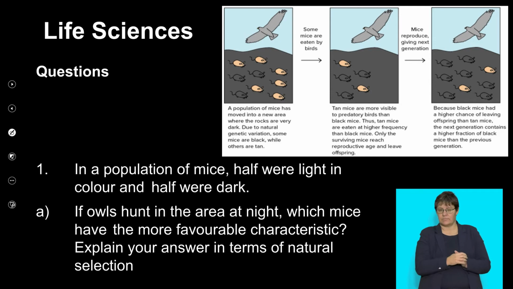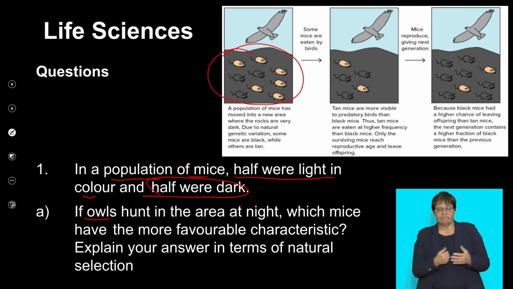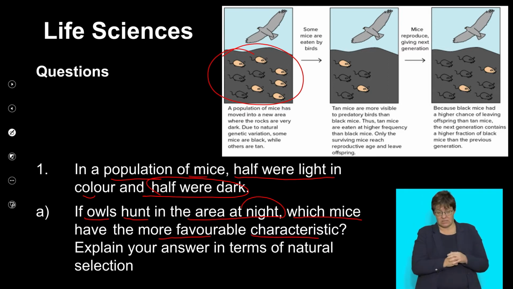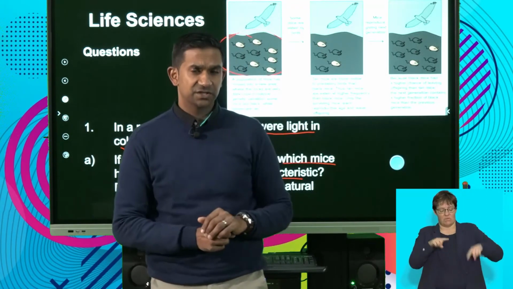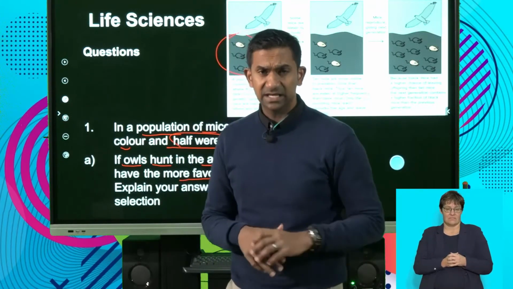The question reads: in a population of mice, half were light in color and half were dark. So if we look at that, there's probably an equal distribution of dark and light colored mice in a population. If owls hunt in the area at night, which mice have the more favorable characteristics? We often refer to individuals having variation. Again, we see variation amongst the mice. Some are dark colored, some are brightly colored.